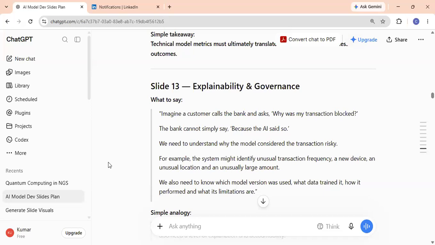We need to understand why the model considered the transaction risky. For example, the system might identify unusual transaction frequency, a new device, an unusual location, and an unusually large amount. You might use a mobile phone, you might use a laptop or some other device also. It need not always be the same IP address, but frequently used devices are going to be stored in the system. You know that OTP, how it comes.